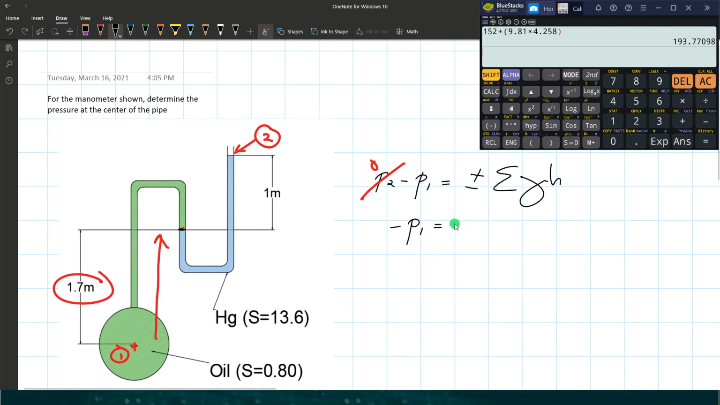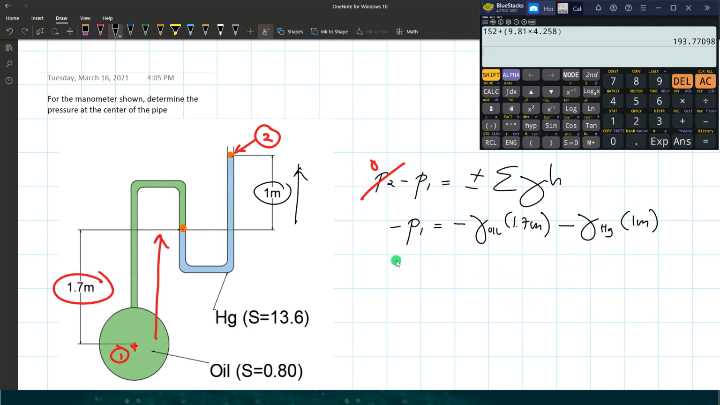So we have a negative sign for the product of unit weight of oil and the H, which is 1.7 meters. The next one is the mercury. Mercury starts at this point and ends at that point. So we have a vertical distance of 1 meter and the direction is going upward, from start to end. So going up is also negative. So negative unit weight of mercury times H, which is 1 meter.